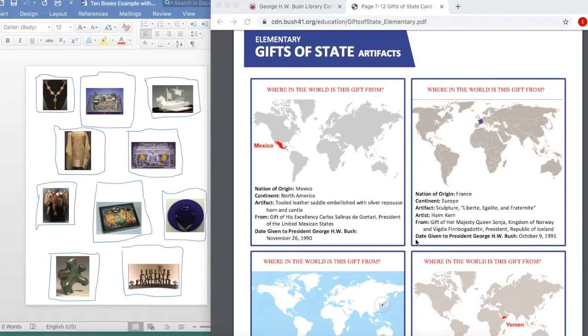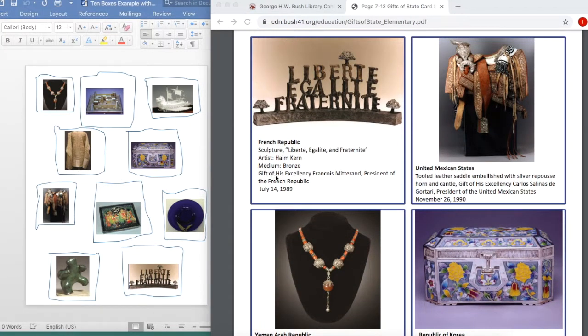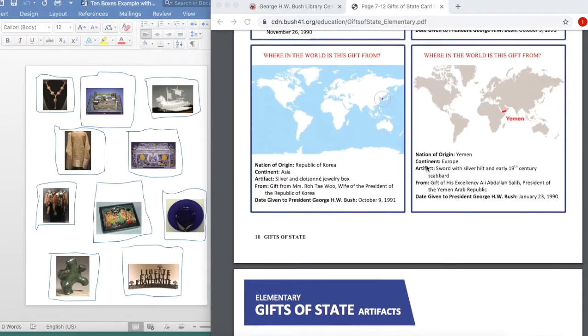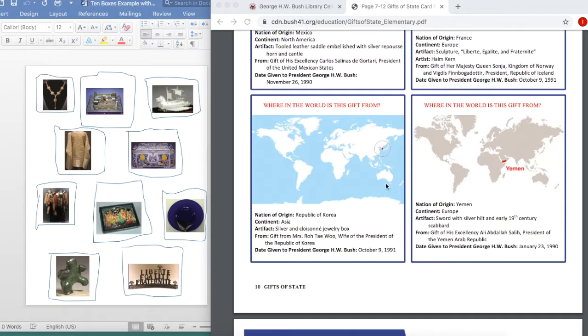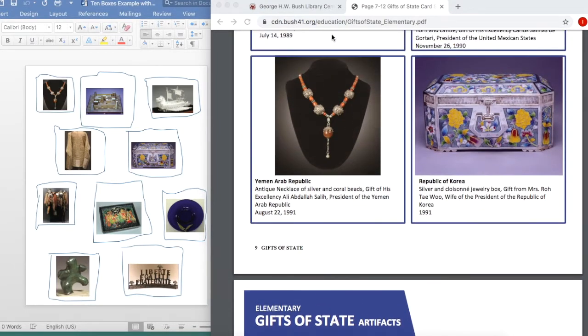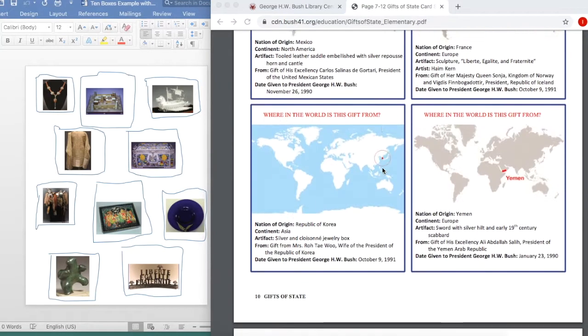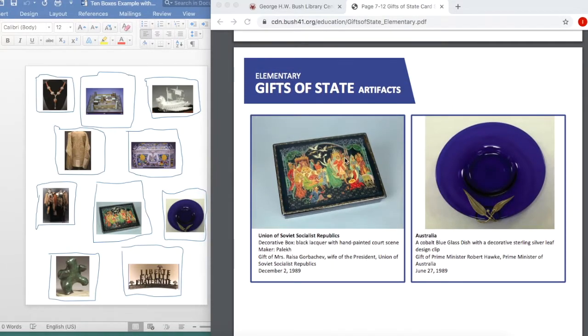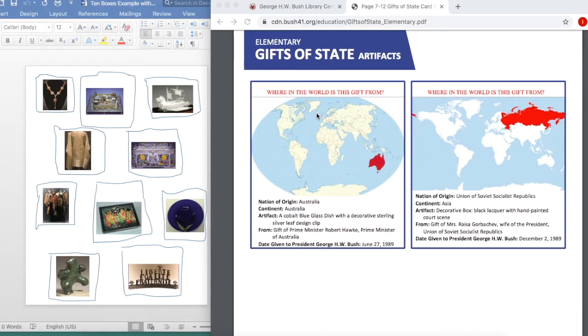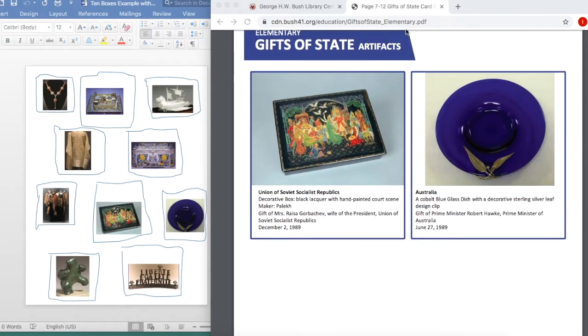Next, we have France right here with their gift of a statue. Then we have the Republic of Korea with this map, and this is their gift right here. Okay, and then we have Yemen right there. And Yemen's gift is this necklace right here. Then we have the Union of Soviet Socialist Republics, also known as the USSR. We're going to go with the name they were under when they gave us the gift back on December 2nd of 1989. And that is this gift right here. Then lastly, but not least, is Australia. And that would be this gift right here.